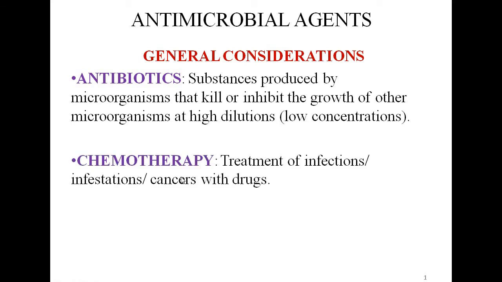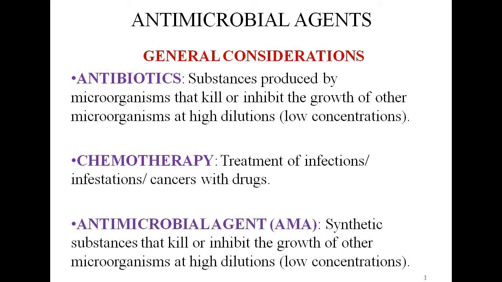The term chemotherapy refers to the treatment of infections, infestations or cancer with drugs. So chemotherapy means use of chemicals to treat infections, infestations and cancer. An antimicrobial agent is a synthetic substance that kills or inhibits the growth of other microorganisms at high dilutions or low concentrations. As of today, the terms antibiotic and antimicrobial agent are used interchangeably.